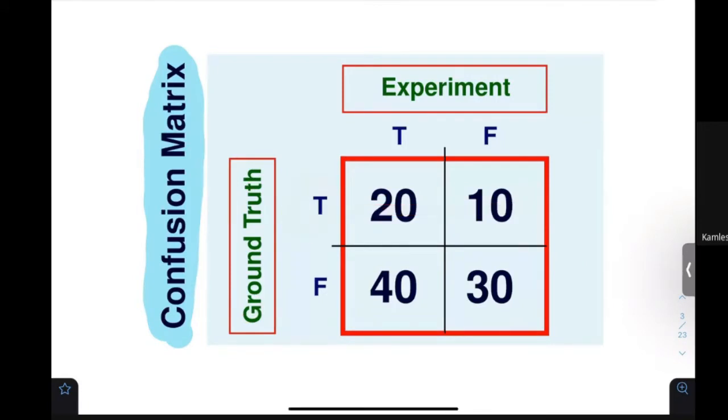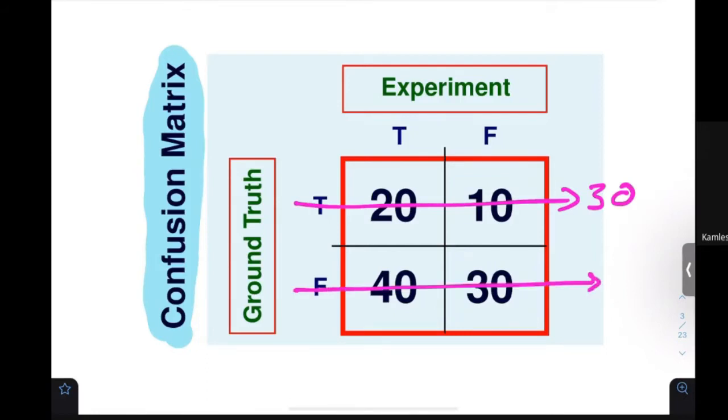So you know how many lines were there? 30 lines. So if I go in this particular direction, from the ground truth I get 30 images where there is a line, true. Similarly, for the false one, if I travel in this direction, 40 plus 30, there are 70 images where there is no line.